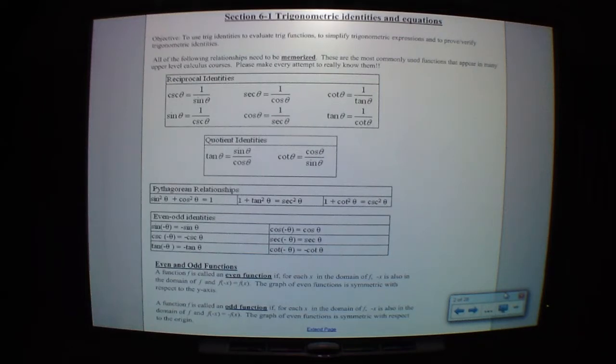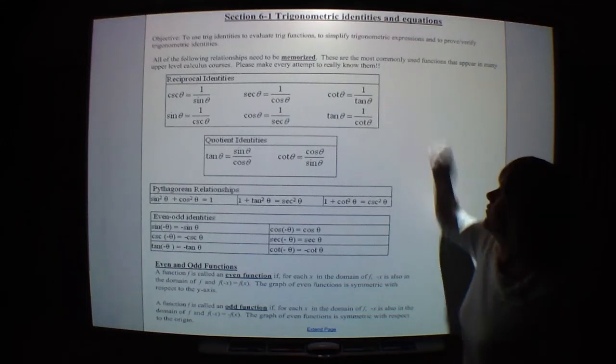The reciprocal identities, I hope you already know. Cosecant and sine are reciprocals. Secant and cosine are reciprocals. And cotangent and tangent are reciprocals. So hopefully you know all those.